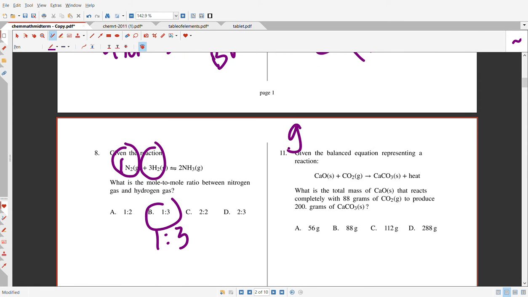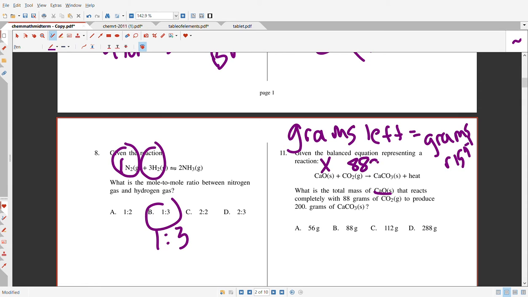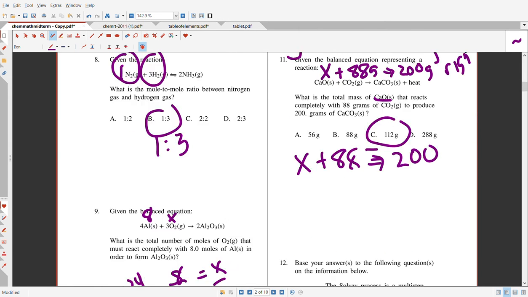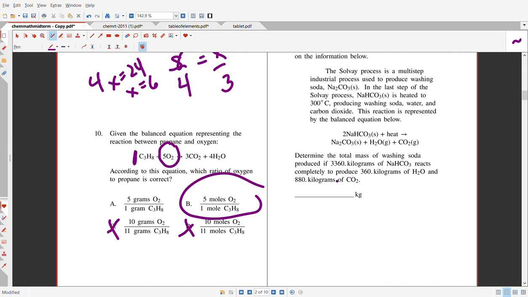With grams, you just got to know the grams on the left have to equal the grams on the right. You might get one of these as open response. So here it says, what's the mass of this guy's calcium oxide? So I'm going to put an X on top, that reacts with 88 of this and gives you 200 of this. So all you have to do is, the left side has to be equal to the right side. And when you add this up, it has to be 112. So it's just setting it up. Again, no formula, nothing.